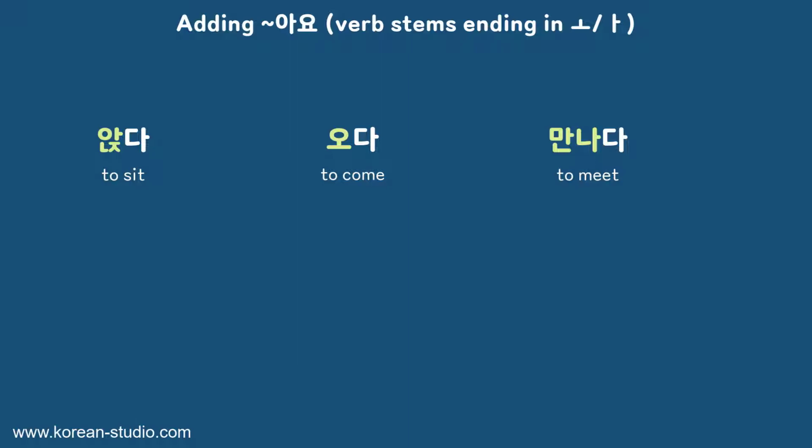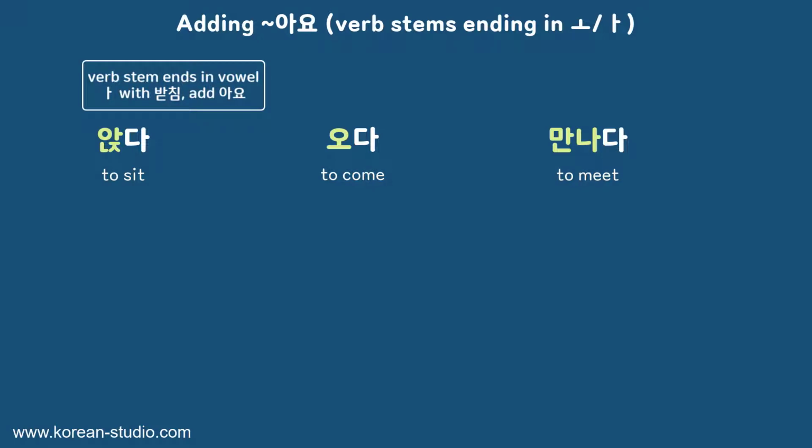And if we look at the verb stem of these three verbs, the final syllable in the verb stem uses the vowels o or a. And when the verb stem ends in vowels o or a, we add ayo. However, depending on which vowels the verb stem ends in and whether the syllable ends in 받침 or not, there are certain differences. First, if a verb stem ends in the vowel a with a 받침, we add ayo.